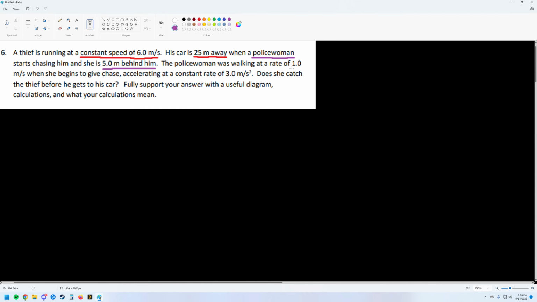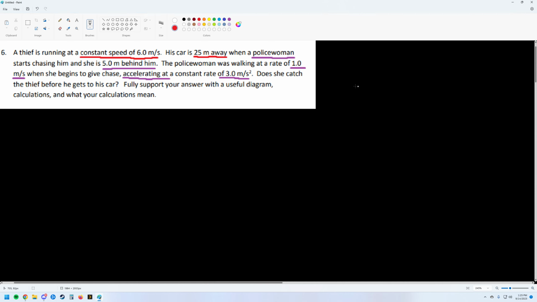The policewoman was walking at a rate of 1.0 meters per second when she began to give chase, accelerating constantly at a rate of 3.0 meters per second. Does she catch the thief before he gets to the car? Fully support your answer.